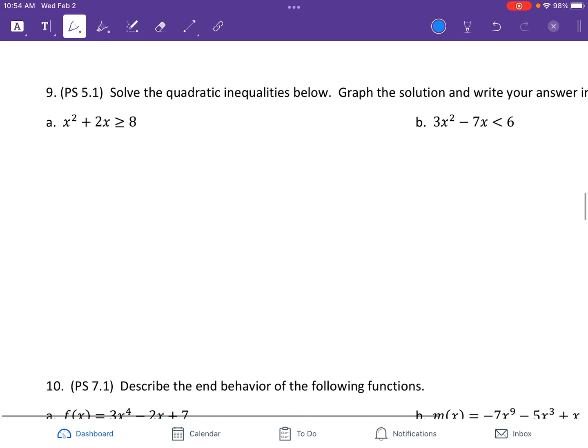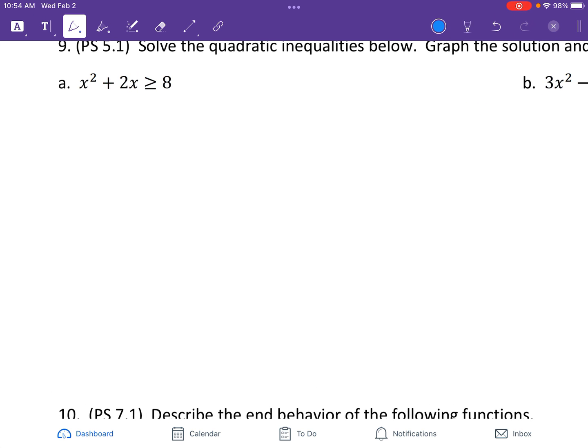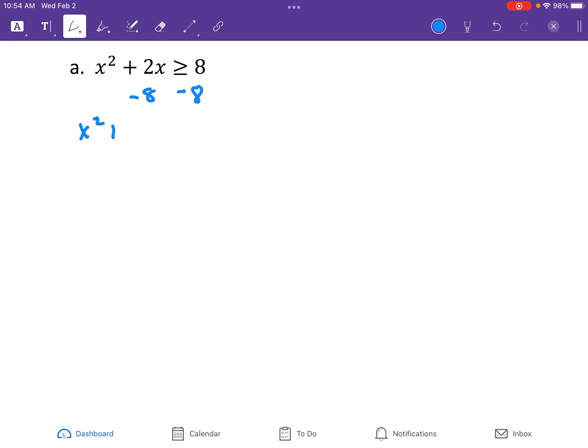Okay. Next, we're doing quadratic inequalities. To solve these, the first step you need to do is put everything equal to 0. So we're going to subtract the 8 to the left. So I'm going to get x squared plus 2x minus 8 is greater than or equal to 0. Now I can factor this.